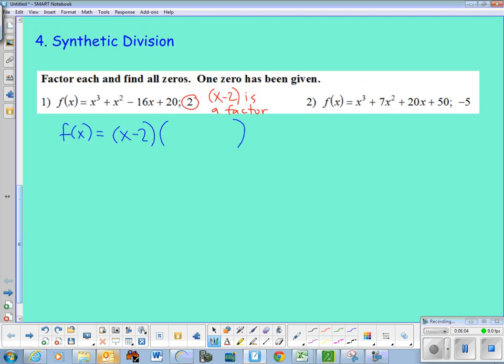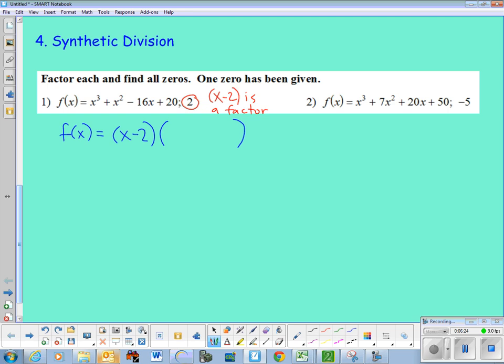There's a couple of options. You can do old school polynomial long division, or you can do what's called synthetic division, which basically is the same. It just takes all the x's out of the way, does the math, and then puts the x's back in. So we're going to jump straight to that. We'll get to polynomial long division at another time.